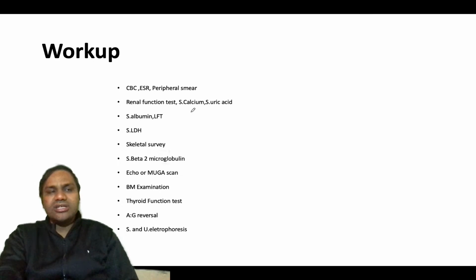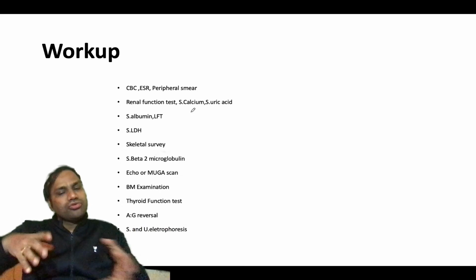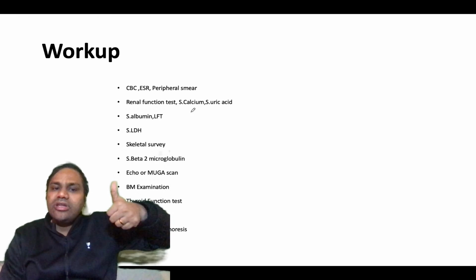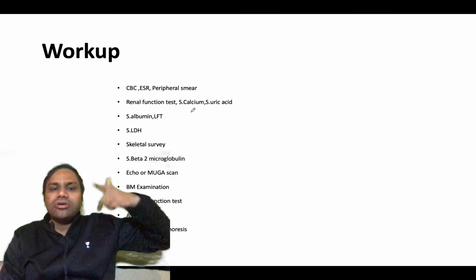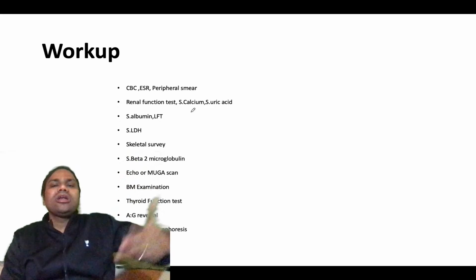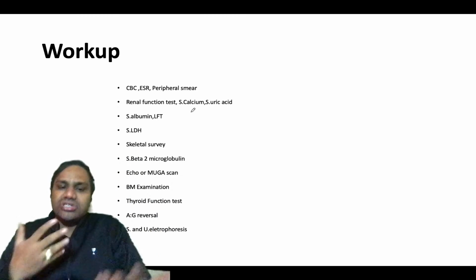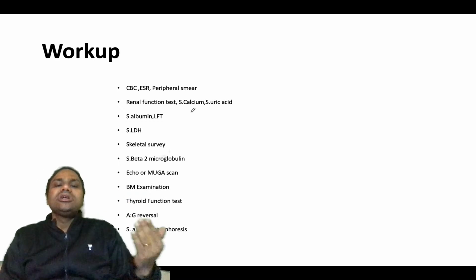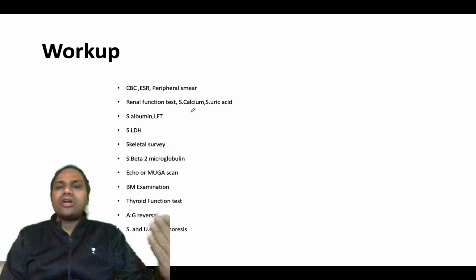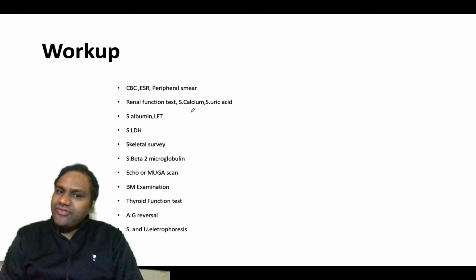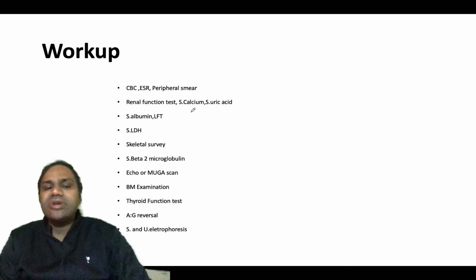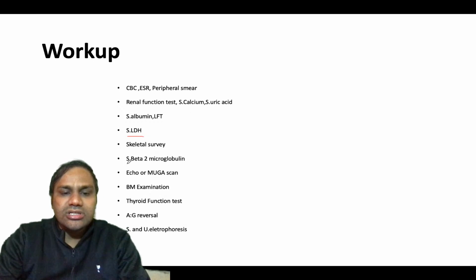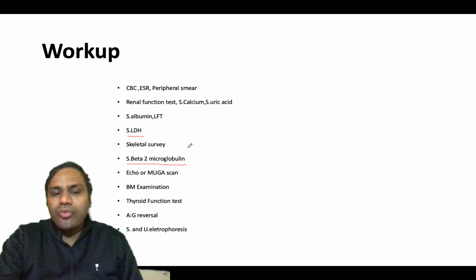Similarly, you do renal function test, serum calcium and uric acid to check whether end organ damage has occurred or not. Then you check the serum albumin, LFT, and serum LDH. Serum LDH works as a prognostic marker. Skeletal survey is again for diagnostic purpose. Serum beta 2 microglobulin you do again as a prognostic factor. So serum LDH and serum beta 2 microglobulin are both for prognosis. They don't help in diagnosis, but they are important in prognosis.